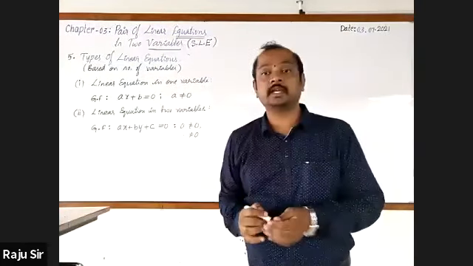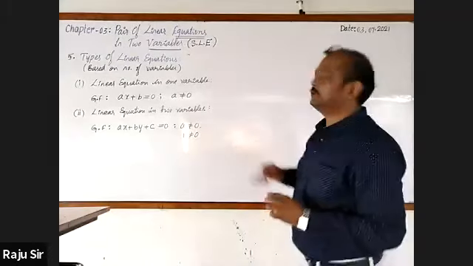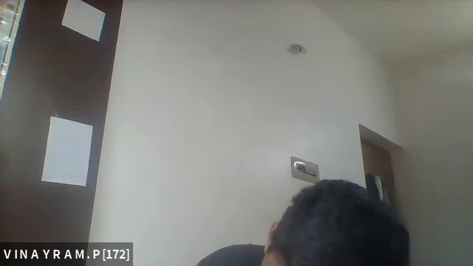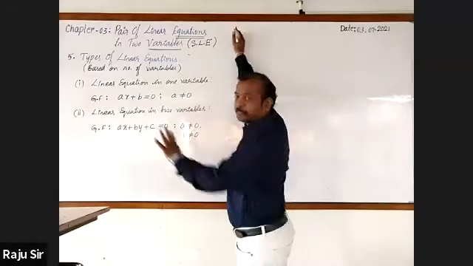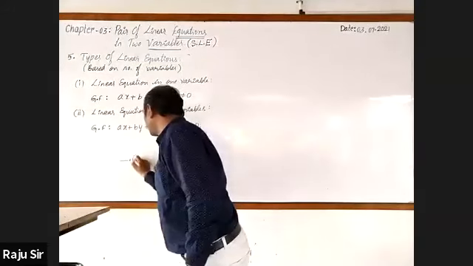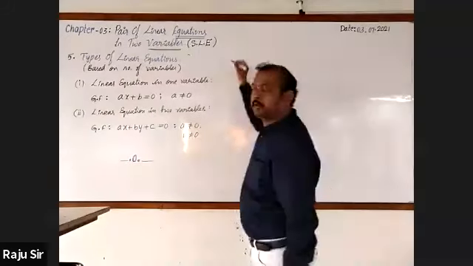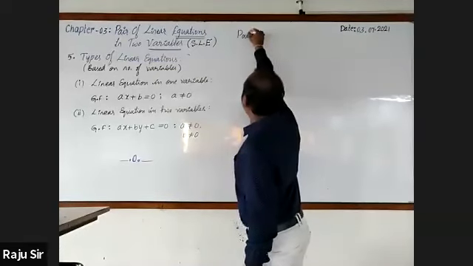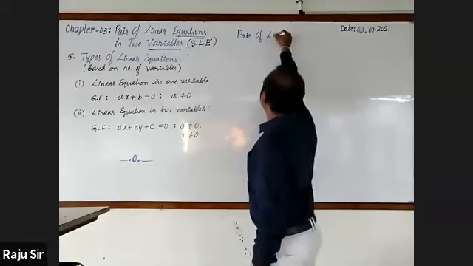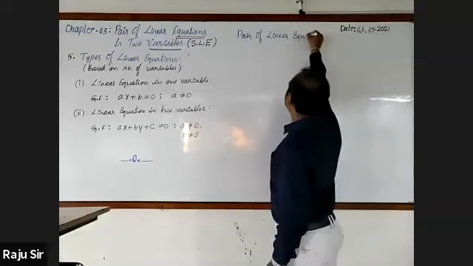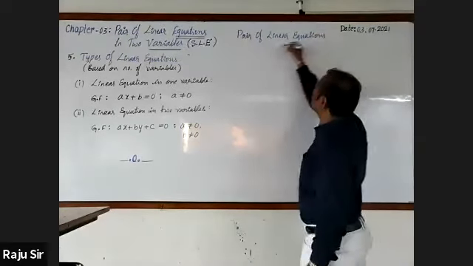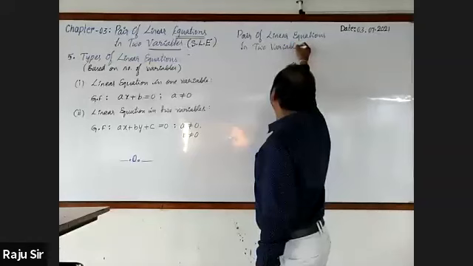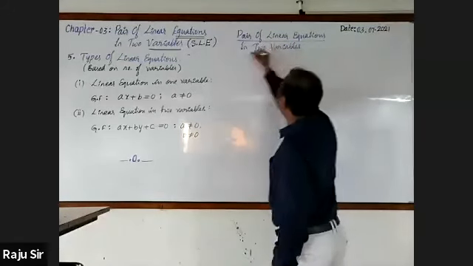Now you write the side heading: pair of linear equations in two variables. Don't copy it as the sixth one. The introductory part is completed. We are moving to the actual concept: pair of linear equations in two variables.